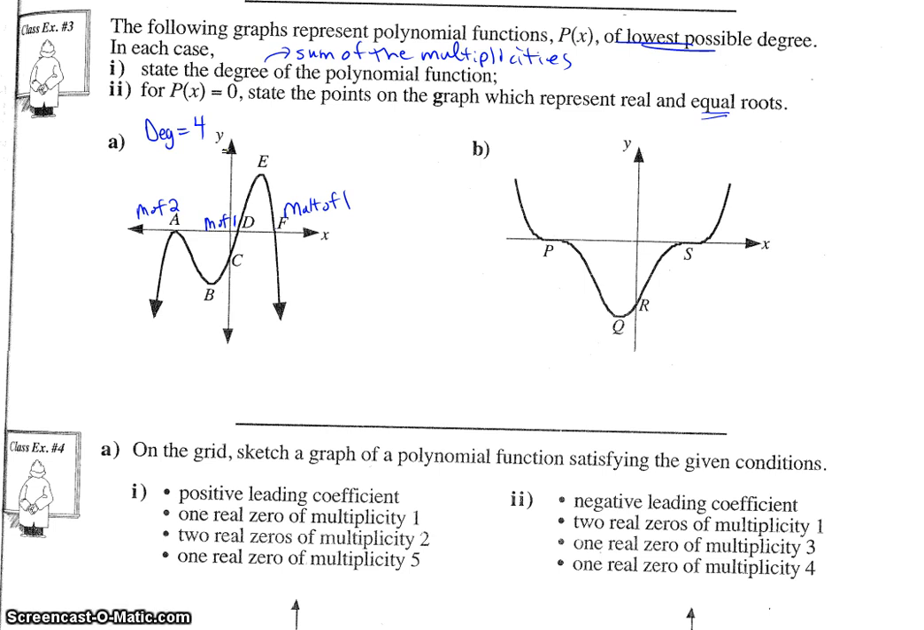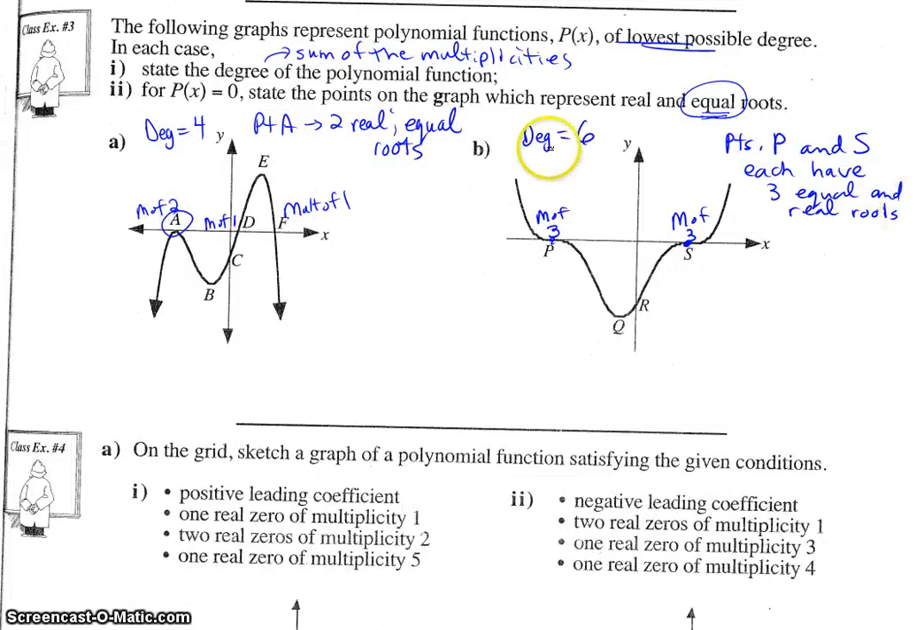Okay, for p of x equals 0, state the points on the graph which represent real and equal roots. Well, the equal roots happen when the graph either is tangent to or it snakes through. So that would occur at A. State the points on the graph. So point A would have 2, possibly, real and equal roots. All right, why don't you try graph B, and then we'll check and see if we have the same answers. Pause your video, please.